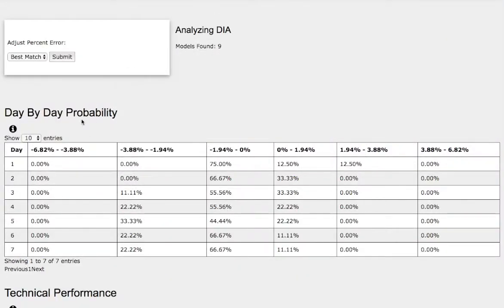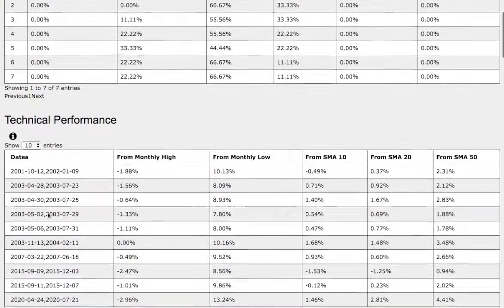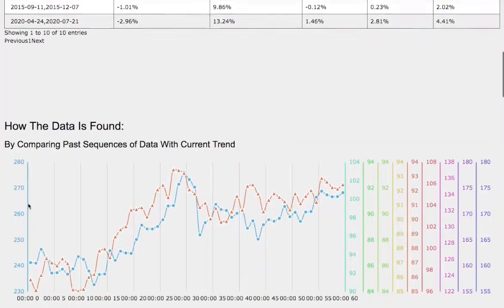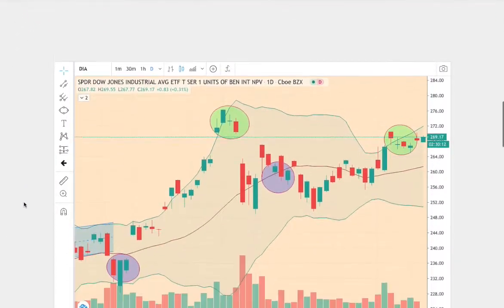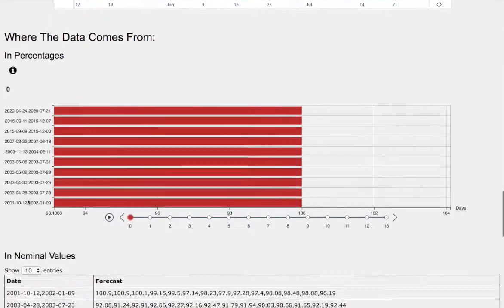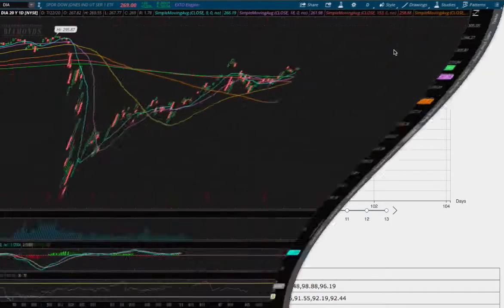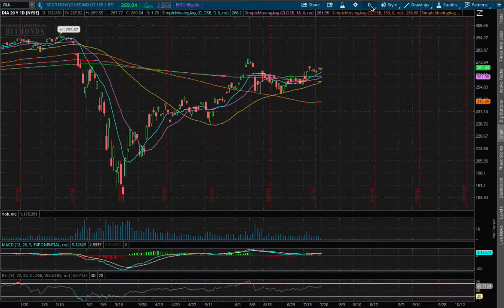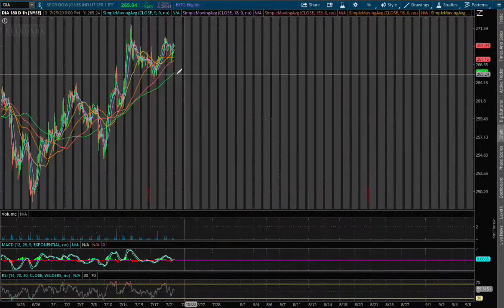In this video, we'll be going over the day-by-day probability model, the technical performance of each model, how we find the models, comparing the current trend with the trend in the past, and we'll go over the day-by-day forecast for the Dow Jones. So back to the technical analysis, we're currently up 26 basis points on the 1 hour chart.